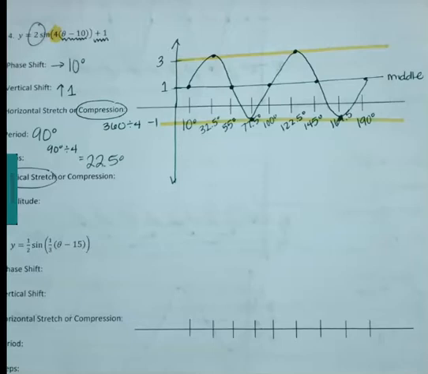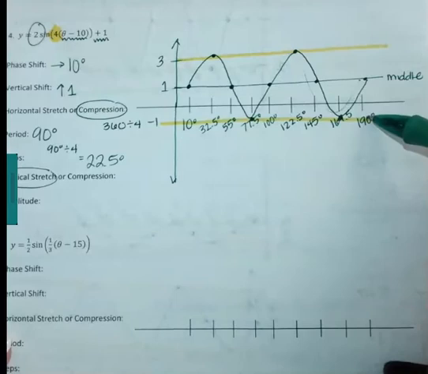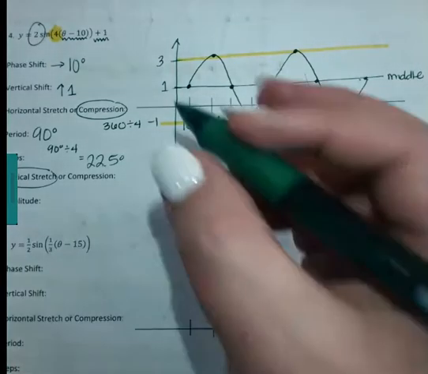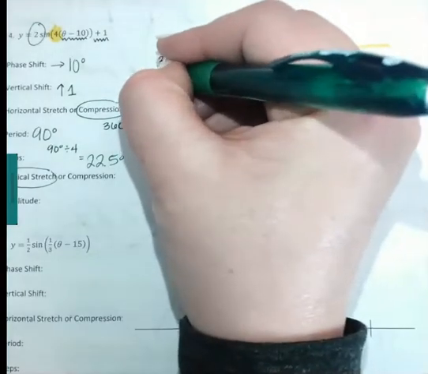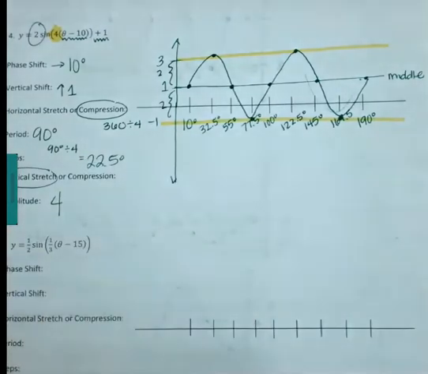Instead of me just going to 720 every time, 360 twice, my graph is shrunk in to where it's already done 2 revolutions by 190. And then what would my amplitude be if this distance is 2 and this distance is 2? My total amplitude is 4. Alright, let's do one more like that, but this one we're going to change to a cosine to make sure that you remember both of them.